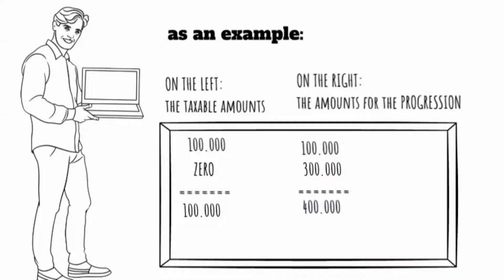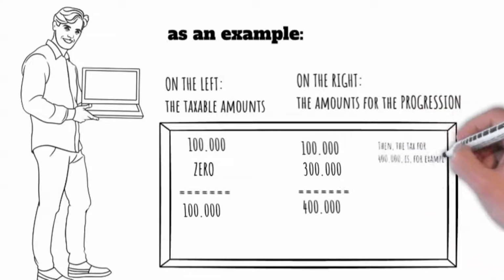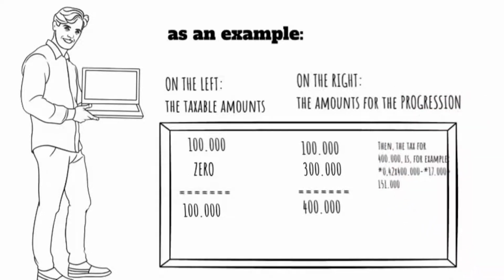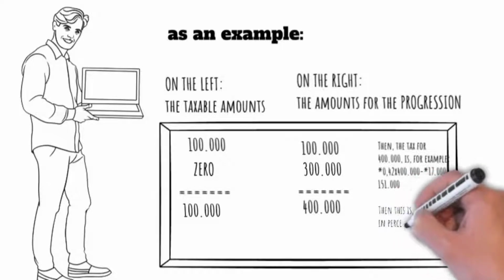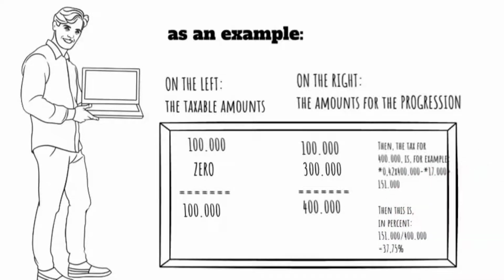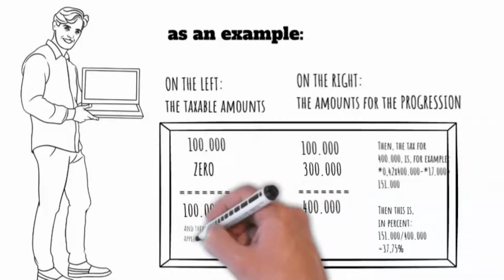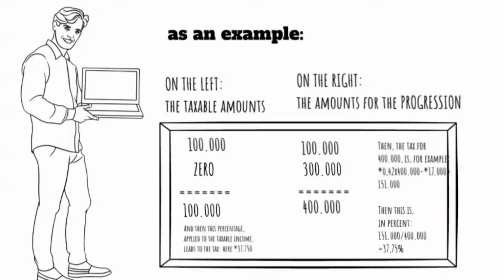Now the next step would be to calculate the tax which would be triggered by 400,000. Then to say how much this is in percent, here 37.75, and then you apply that percentage to the taxable amount and get the tax. And that's it, plain and simple. So that is our case. Thank you very much.